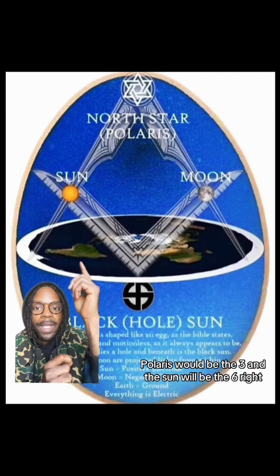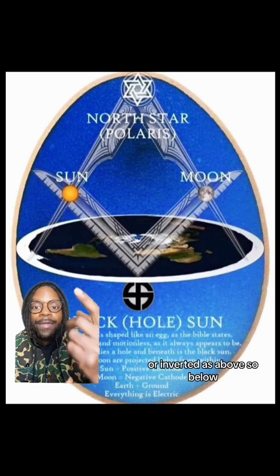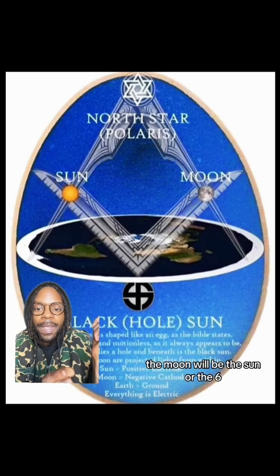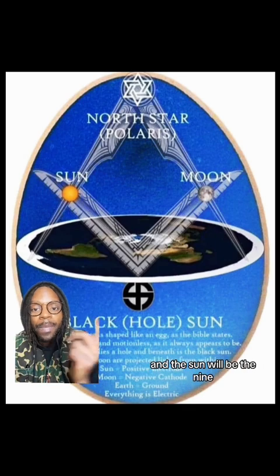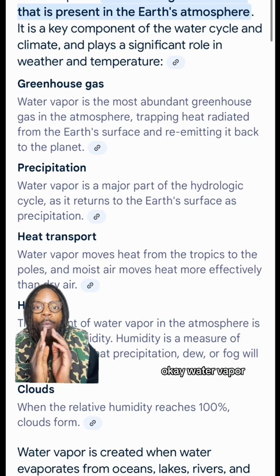Polaris would be the 3 and the sun would be the 6, right? And the moon would be the 9, or inverted, as above so below. The black sun would be the 3, the moon would be the sun, or the 6, and the sun would be the 9.